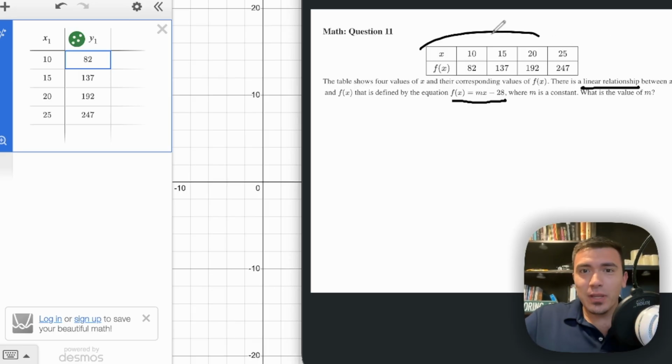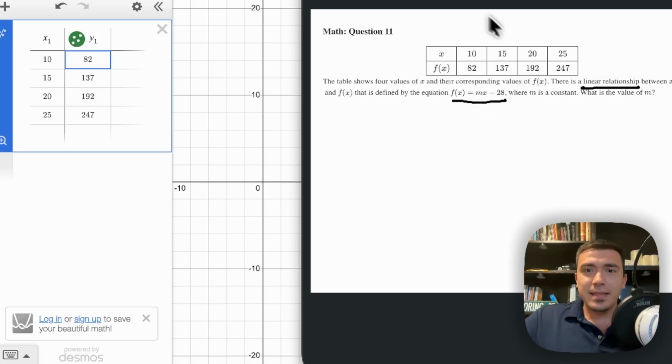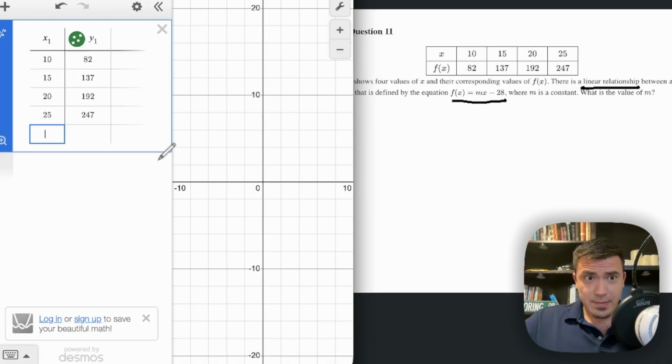Any time that you are given a table of values and you are asked to find the equation or part of the equation, all you're going to do every single time is take that table, go to Desmos, and hit the plus button right here. You're going to add a table, and on that table you're going to input all of your values. Then you're going to tap this button right here that says add regression.